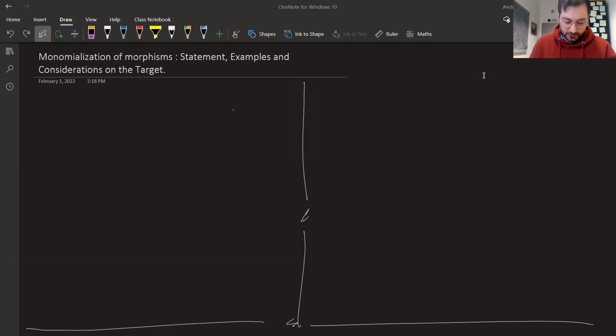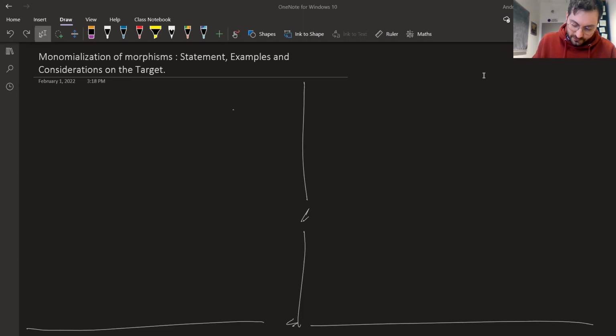So today I'm going to talk about monomization of morphisms, the third and last technique that I wanted to present in the course. Today it's all about examples, statement, and then we're going to make considerations on the target to talk about some of the qualitative difficulties involved and what they mean, what kind of consequences they have for the problem.